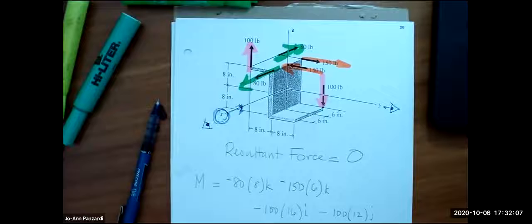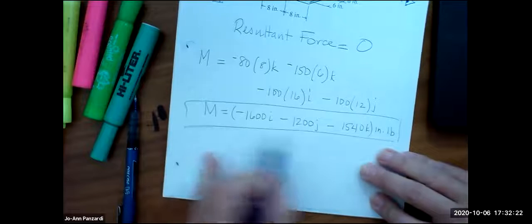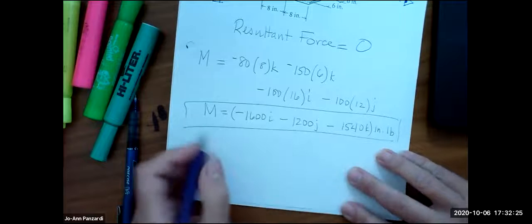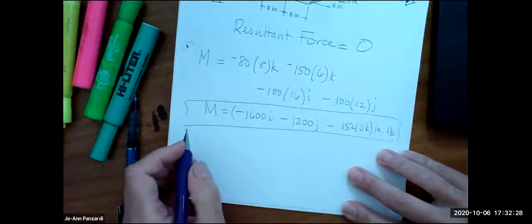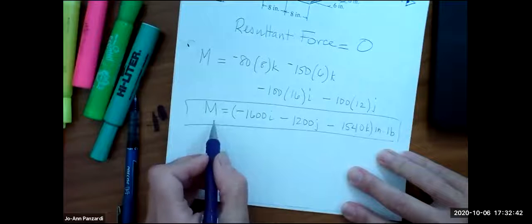$15.40. Okay. And this one's in the K, and all the units are in inch-pound. And this is in vector form, right? But how else do we represent moments? Now I'm in Gerardo. Besides representing a moment in vector form, how else do I represent it? In magnitude and direction. Right, and direction angles.